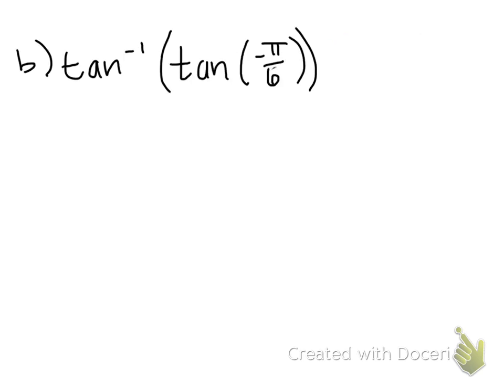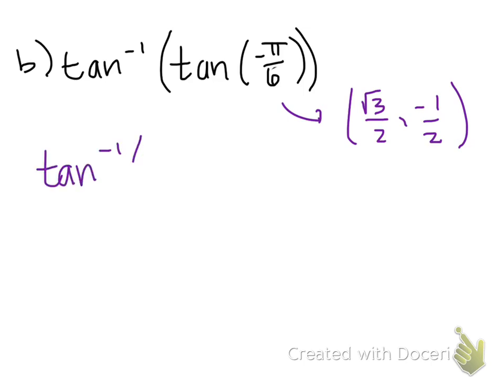For letter B, I had tangent of negative pi over 6. So the coordinate is root 3 over 2 and negative 1/2. And I know tangent is y over x. So when I do y divided by x, I'll get negative root 3 over 3. And then negative root 3 over 3 for inverse tangent gives me the angle of negative pi over 6.